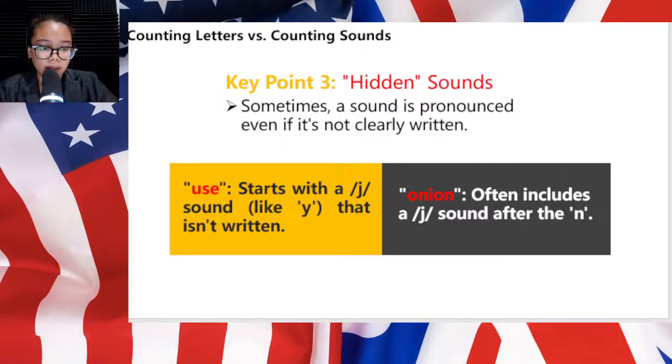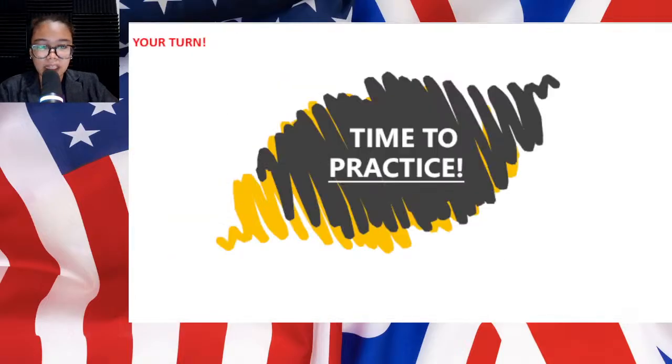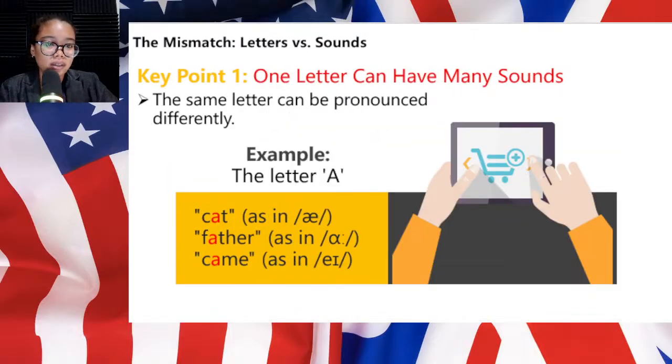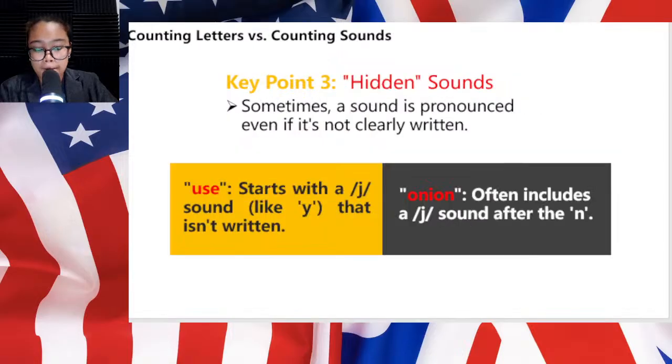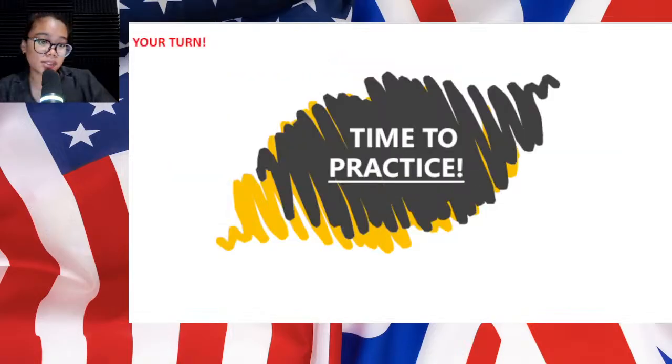Onion often includes a Y sound after the N. On, yon. There's also a letter Y sound there. So there are hidden sounds. Okay? Those are different things that you need to consider. Those are the things that really make up the difficulty of learning the pronunciation of different English words or vocabulary. Okay. Now it's time to practice.